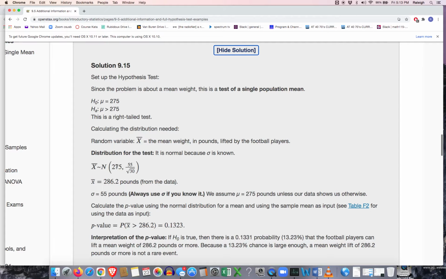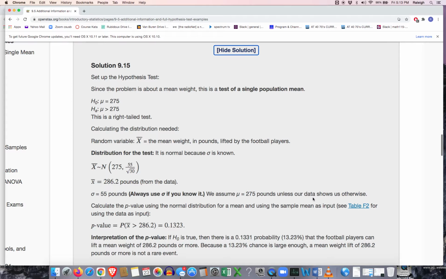And so here's the distribution, mean 275, and the standard error, which is really just sigma over square root of n, sometimes s over square root of n. That works out to be 10.04. So it's pretty much 10, not 55, but 10. Now, here comes the sample. It's 286 pounds. That's about 11 pounds more than what they found. Is that enough? It's hard to say. Always use sigma if you know it. It's often not known. We, of course, will assume that mu is equal to 275 unless our data shows us otherwise.